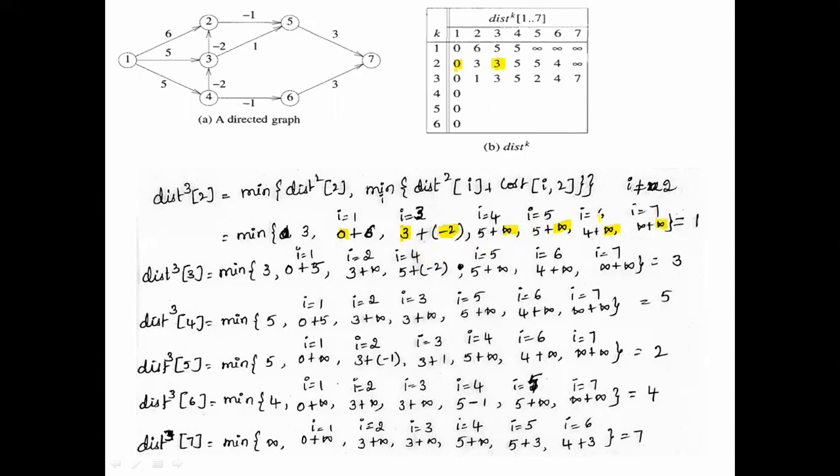Like this, you write for distance 3 of 3, which is equal to 3. Distance 3 of 4 is equal to 5. Distance 3 of 5 is equal to 2. And distance 3 of 6 is equal to 4. And distance 3 of 7 is equal to 7. Okay, so update the table. I hope you understood this. If you have any doubts, you can ask me. Do you have any doubts?